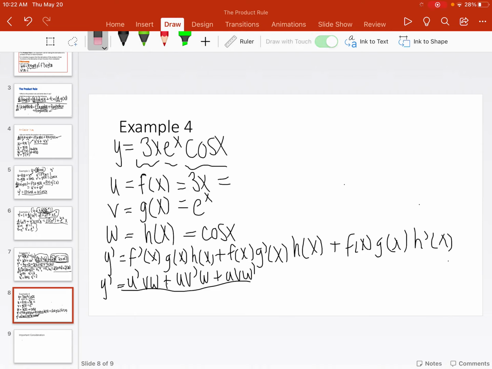So, let's find them. Let's find u prime, which is f prime of x. Well, what's the derivative of 3x with respect to x? It's just 3, right? Using the power rule. Let's find v prime. Well, v prime is g prime of x, and that is, well, what's the derivative of e to the x with respect to x? We know it's just e to the x, it's just itself.